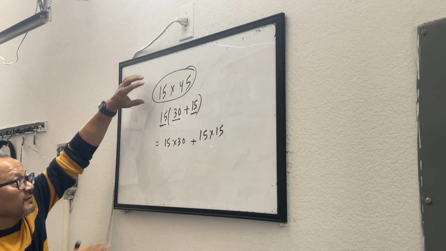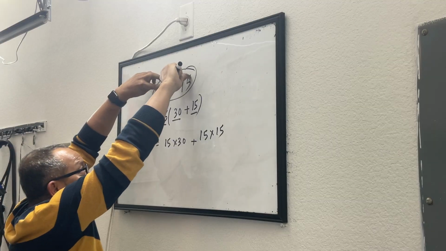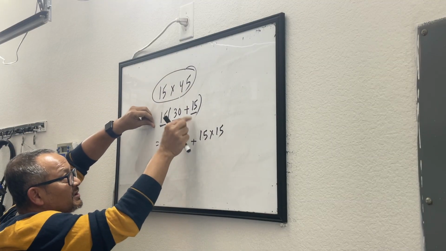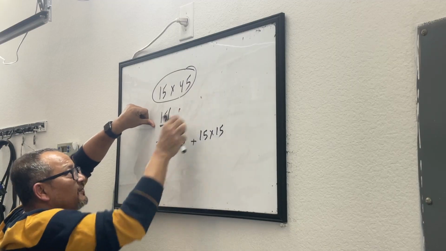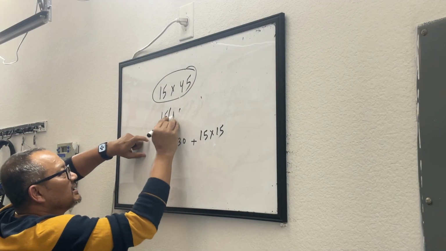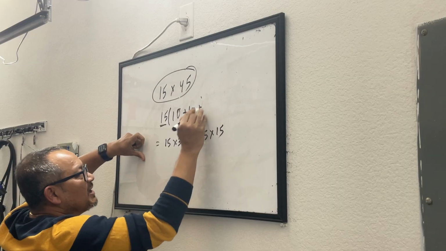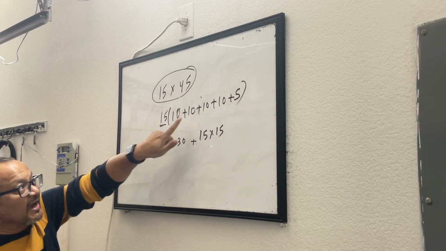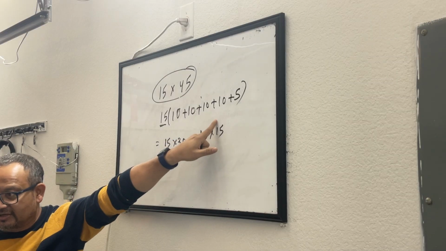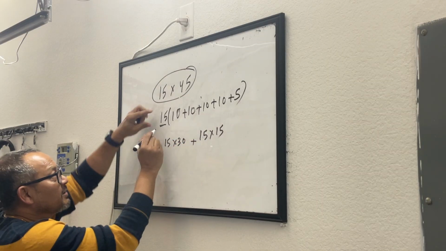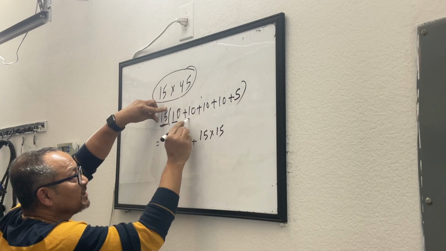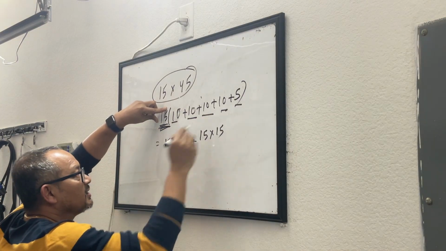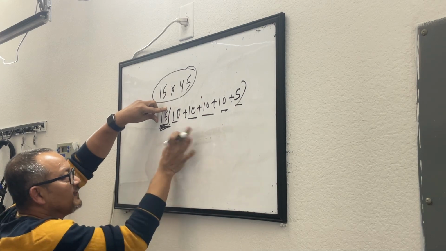Now, when we were talking about this, we have to multiply this with this. I can break this into smaller or easier pieces. I can even say 45 equals 10 plus 10 plus 10 plus 10 plus 5. And I have to deal with easier calculations, right? So then that will become 15 into 10 plus 15 into 10 plus 15 into 10, plus 15 into 10, plus 15 into 5. All this will make our life easier.